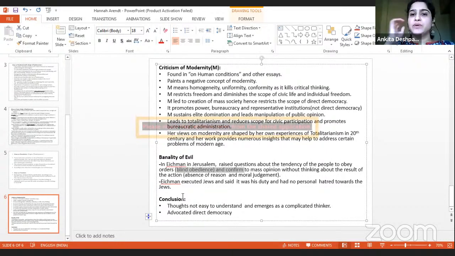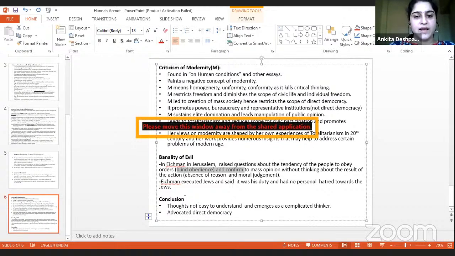Okay, so to conclude, always conclude on a positive whenever you talk about political thinkers. So for Hannah Arendt, you have to say her thoughts are not easy to understand and she emerges as a complicated thinker, and was one of the greatest advocates of direct democracy. Character assassination nahi karna hai kisi bhi thinker ka. That's why all the thinkers have been given conclusions. Only those have to be written.